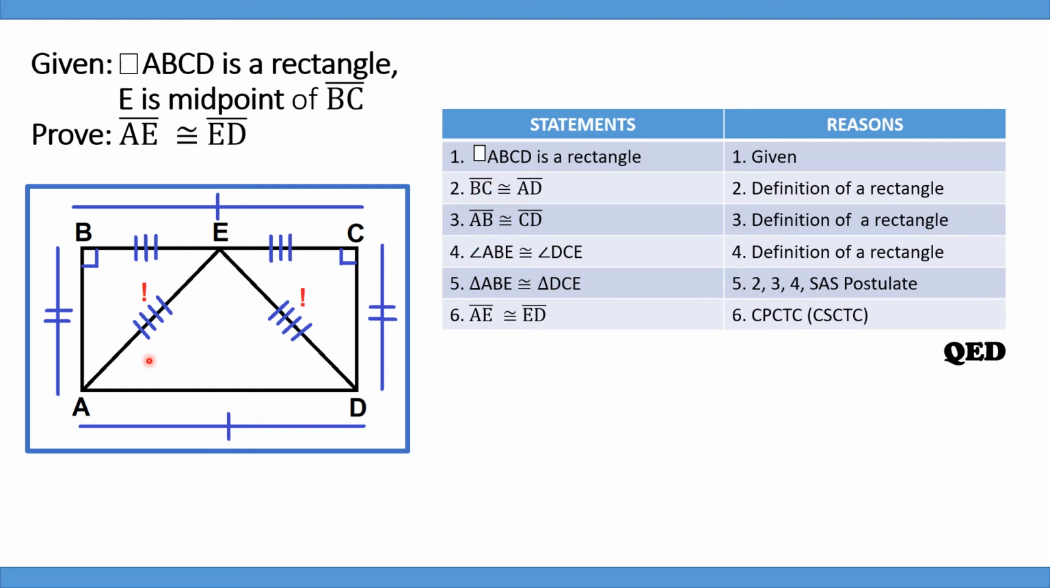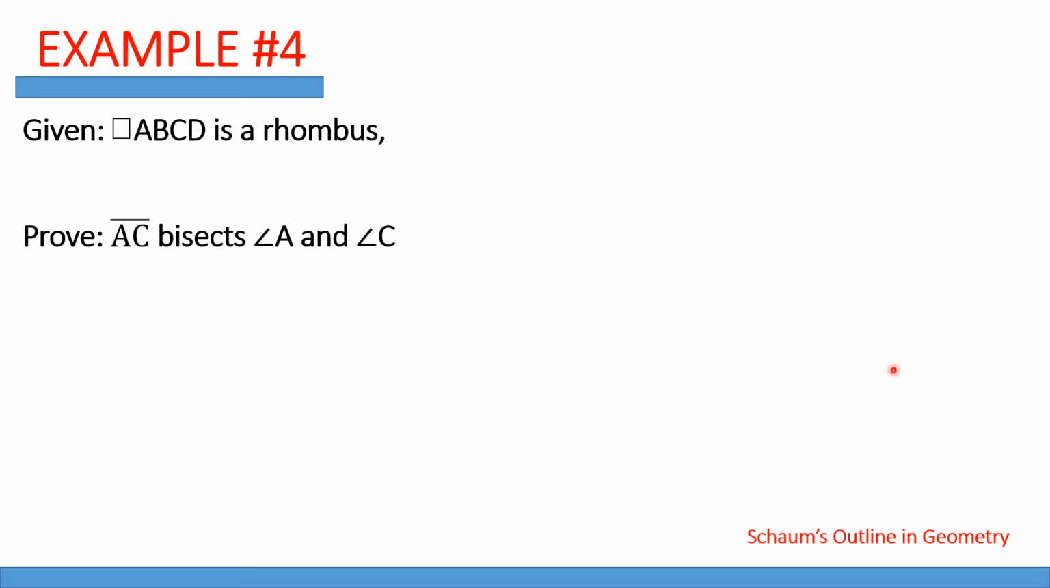Number 4, angle ABE is congruent to angle DCE because of the definition of a rectangle again. And finally, triangle ABE is congruent to triangle DCE by SAS postulate considering statements 2, 3, and 4. Finally, our conclusion, line segment AE is congruent to line segment ED by CPCTC or CSCTC. QED. Example number 4.